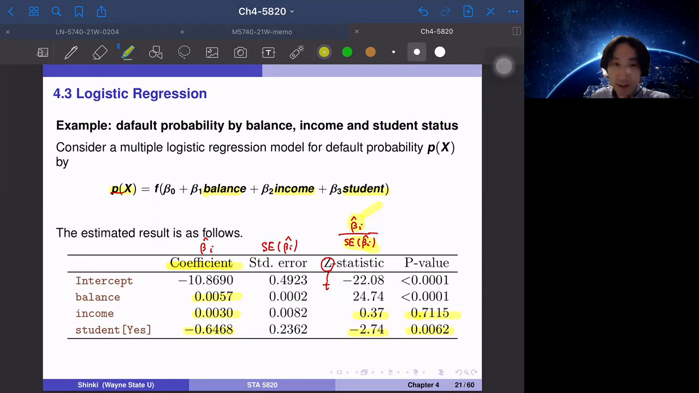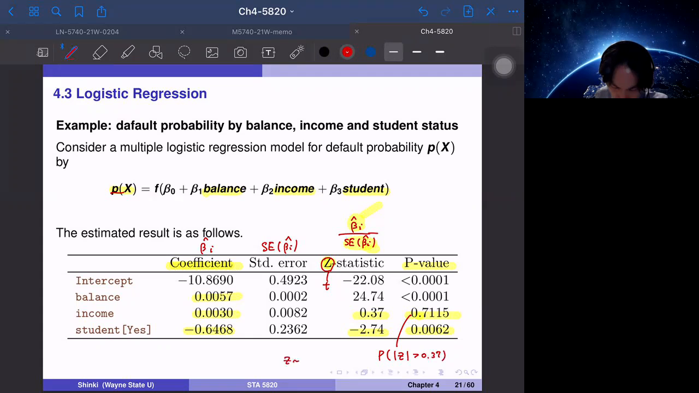So basically, we cannot use t distribution. So we have to have a rougher approximation than the usual t-test. Then p-value is based on normal distribution. So z represents the standard normal distribution. So for example, this one is the probability of standard normal random variable being larger than 0.37.